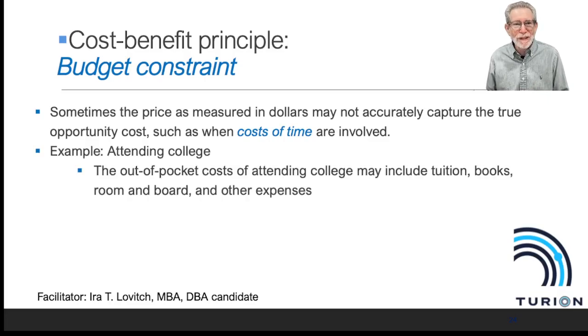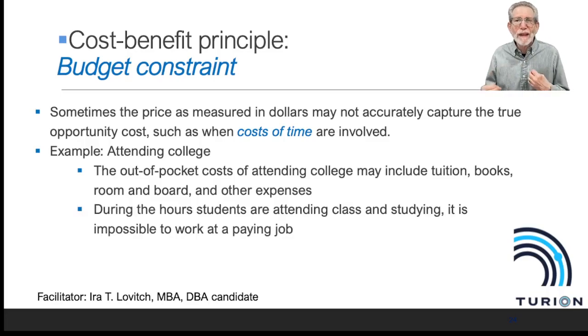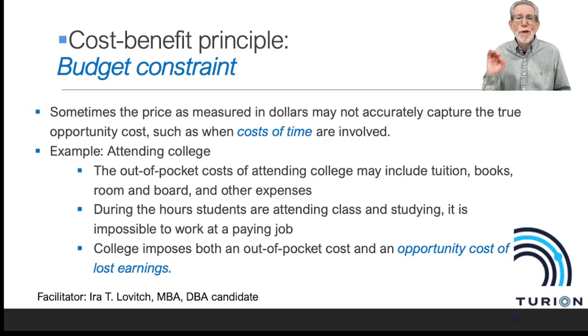Remember our example with attending college. There's the out-of-pocket costs like tuition, books, room and board, and other expenses that are possible. And during the hours that a student is studying, right, it's usually impossible to work at a paying job. Therefore, college imposes both an out-of-pocket cost, a dollar cost, as well as an opportunity cost of lost earnings or whatever else a student might be able to do with their time.